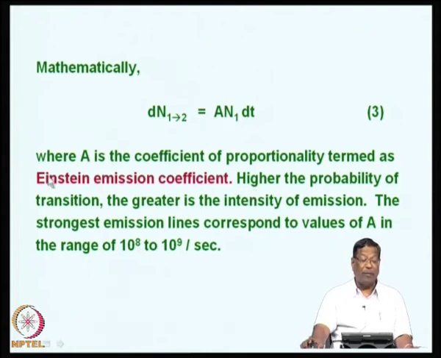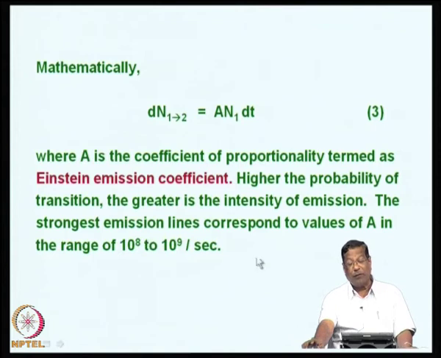So, higher the probability of transition, the greater is the intensity of emission. The strongest emission lines correspond to values of A in the range of about 10 raised to 8 to 10 raised to 9 per second.